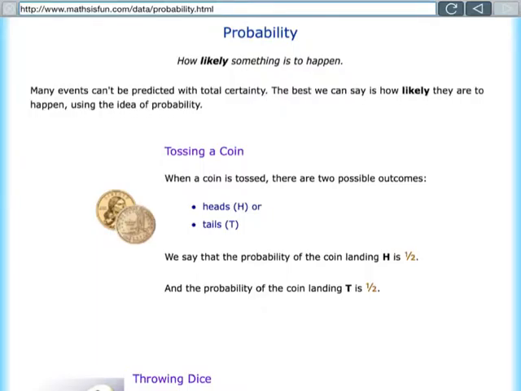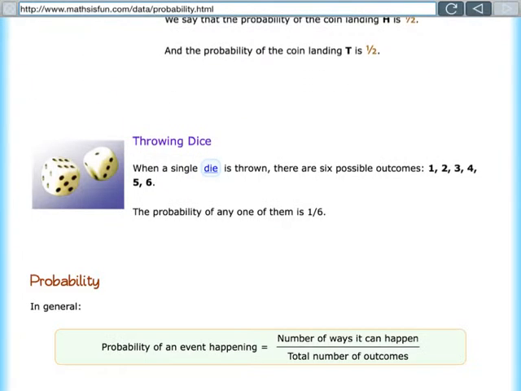And so again, we have the idea of tossing a coin. There's two possible outcomes, heads or tails. So the probability of landing on heads is 1 out of 2. There's only one way you could get heads out of 2 possibilities. And same for tails.